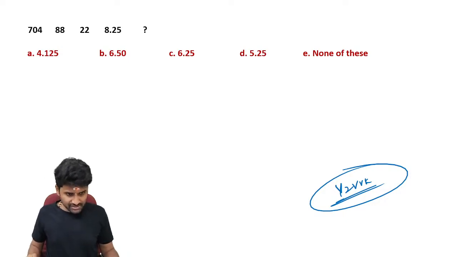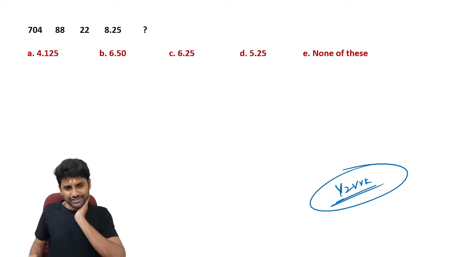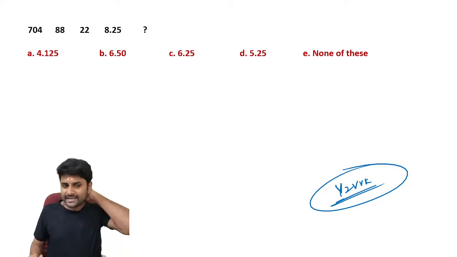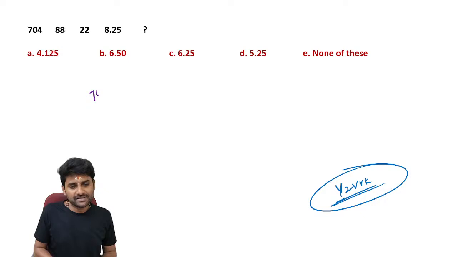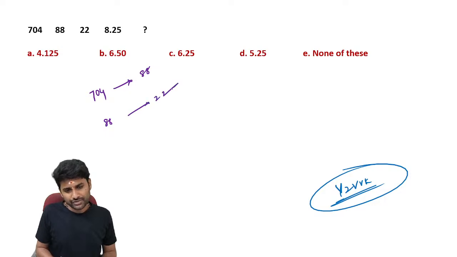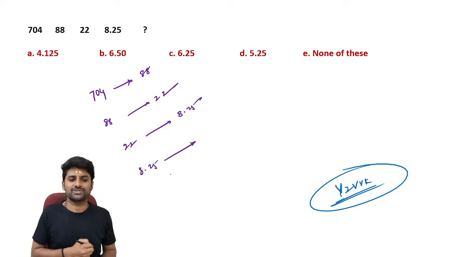So the last question is 704, 88, 22 and 8.25, dash. 704 becomes 88. 88 becomes 22. 22 becomes 8.25. 8.25 becomes how much?